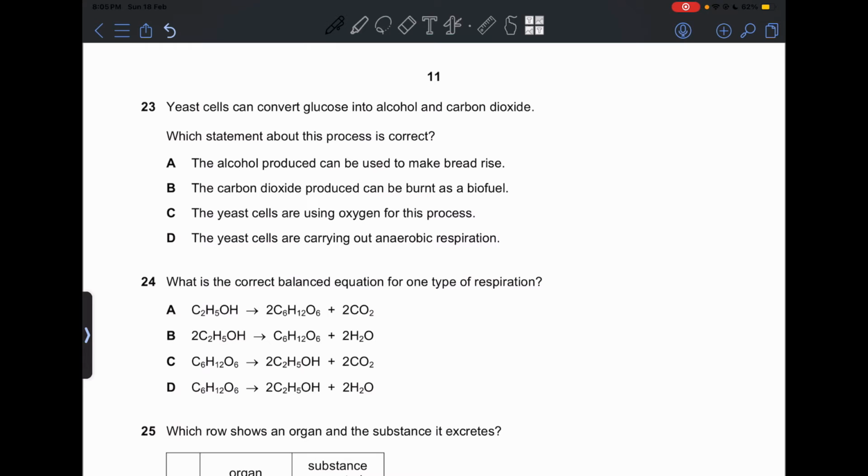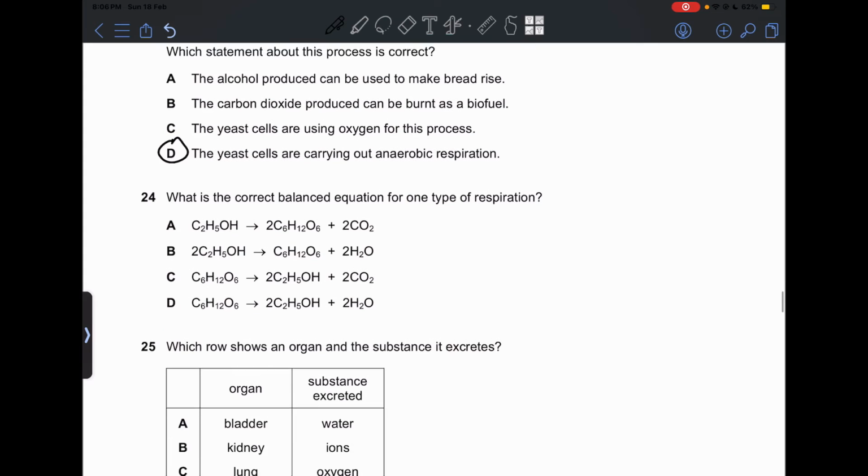B says the carbon dioxide produced can be burnt as a biofuel. This is actually incorrect. It should be ethanol. C says the yeast cells are using oxygen for this process. This is actually incorrect. This is anaerobic respiration, which means that it does not use oxygen. Now D says the yeast cells are carrying out anaerobic respiration, so this is the correct answer.